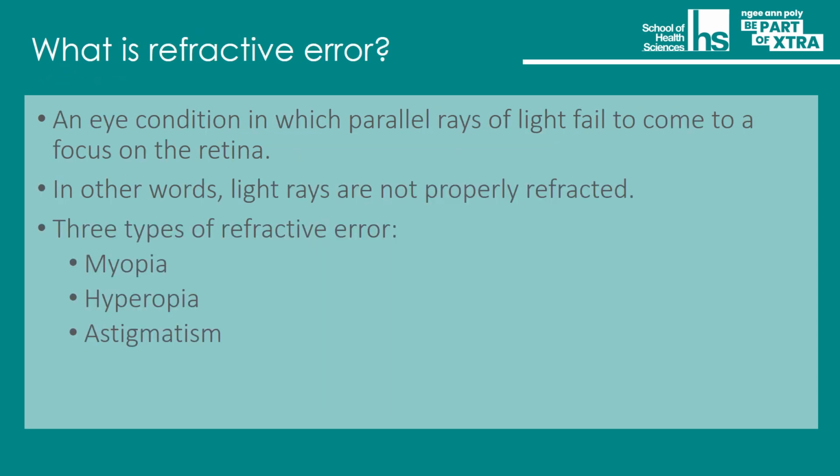So, what is refractive error? Refractive error is an eye condition in which parallel rays of light fail to come to a focus on the retina. In other words, the light rays are not properly refracted. There are three major types of refractive error. Number one, myopia. Number two, hyperopia. And last but not least, astigmatism. Let's move on to find out more about our first kind of refractive error, myopia.